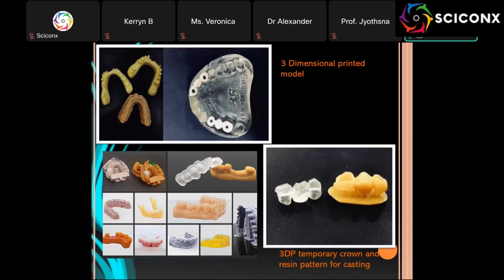Now, these are certain examples where three-dimensional printed models are used. We can make a temporary crown, or we can make a resin pattern for the casting of alloys. So we can go ahead with the three-dimensional printed model in the prosthodontic department in the dental lab.